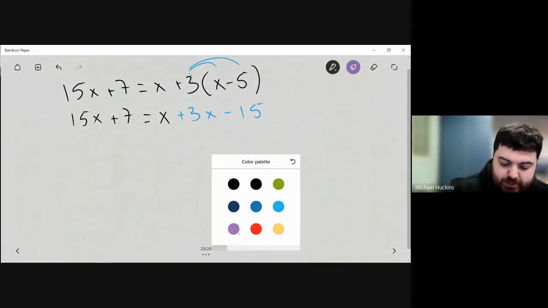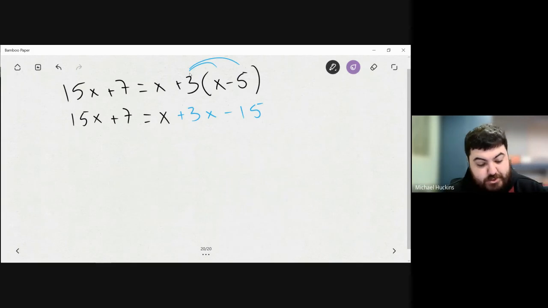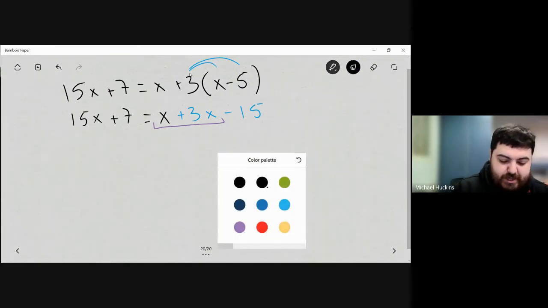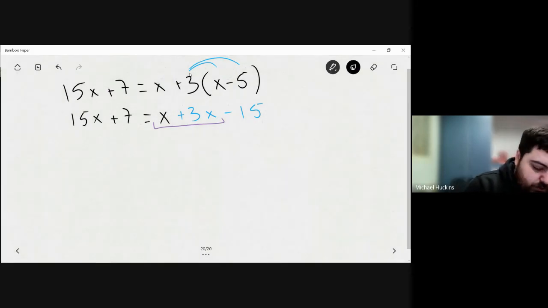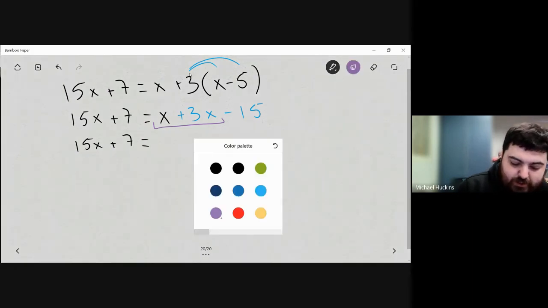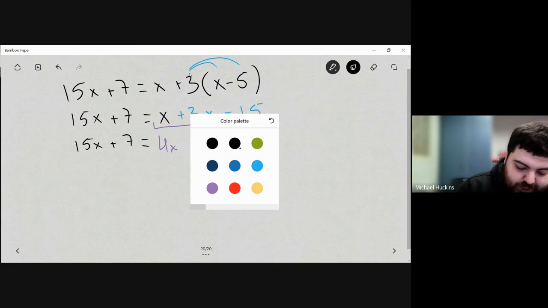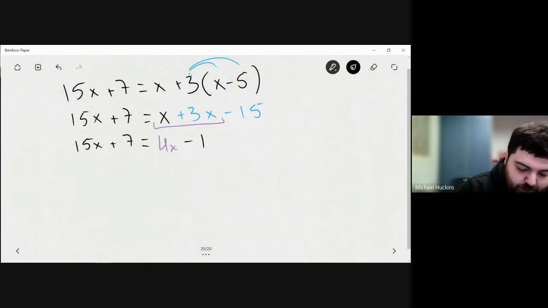My next step is going to be my first actual combining like terms, but it's actually going to be on the same side of the equation, x plus 3x. So the rest of it, I'm still just writing down what I had. Haven't changed anything over here. Over here, I have x plus 3x, which is 4x. And the minus 15 was already there before, so I just need to rewrite it down.